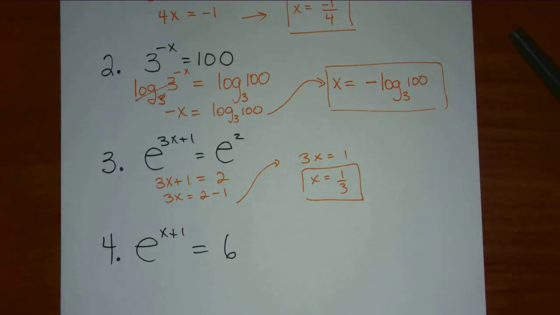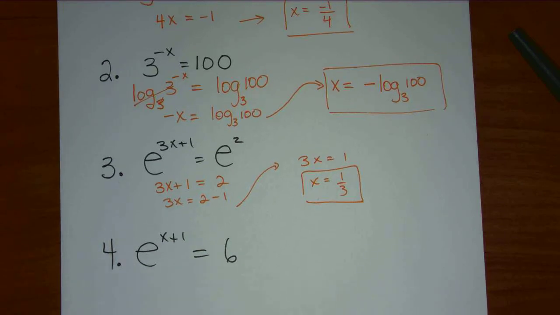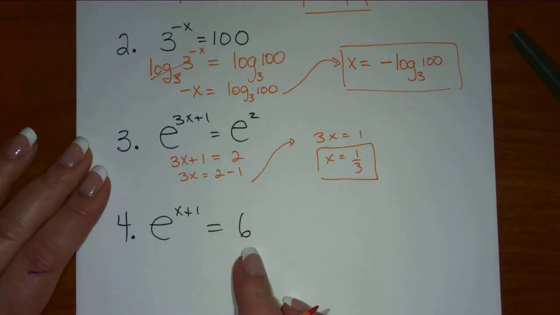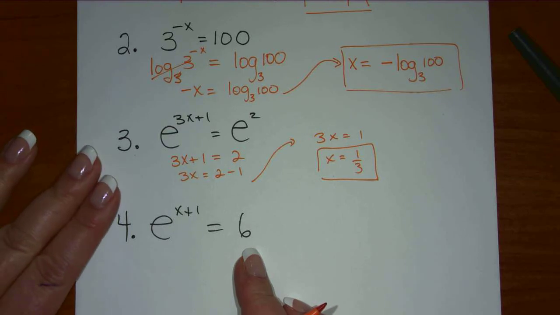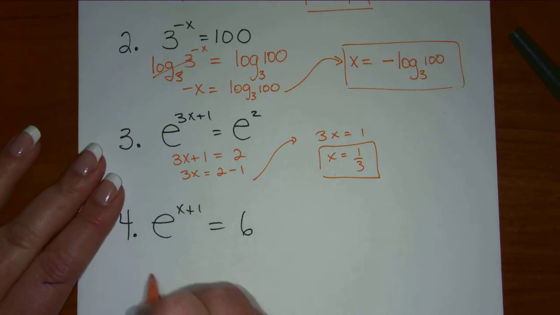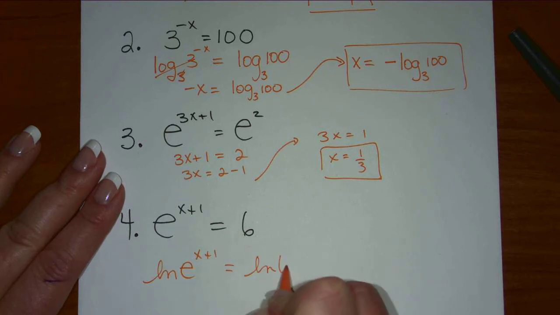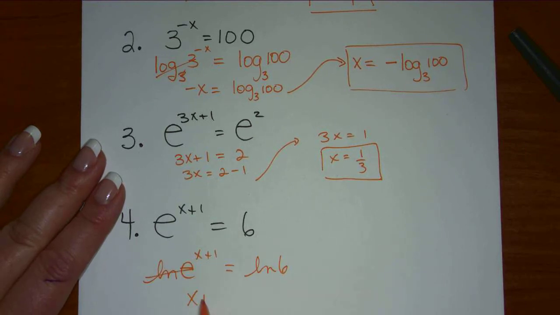This one, can you write 6 as a base E? No, nothing unless it already has an E. Right, so if you see something like this, what log would we take of both sides? Log base E, which we write as ln. So ln, these cancel. Ln 6 is just a number, we just leave it like that. X equals ln 6 minus 1.